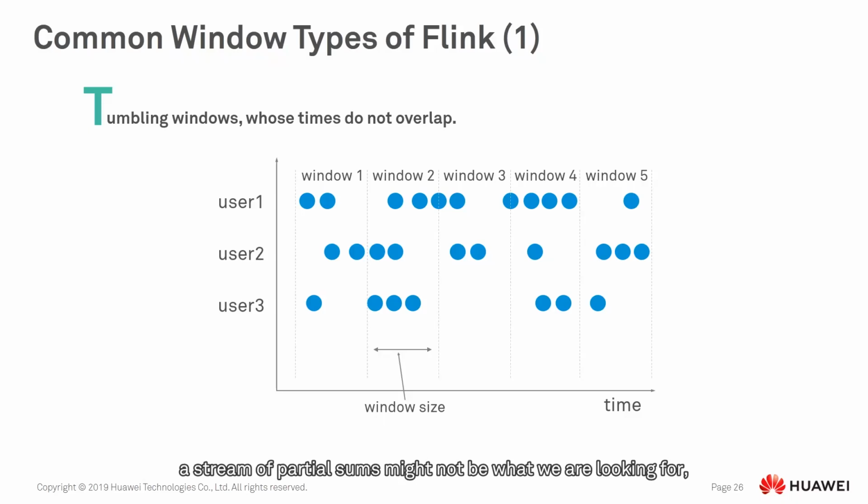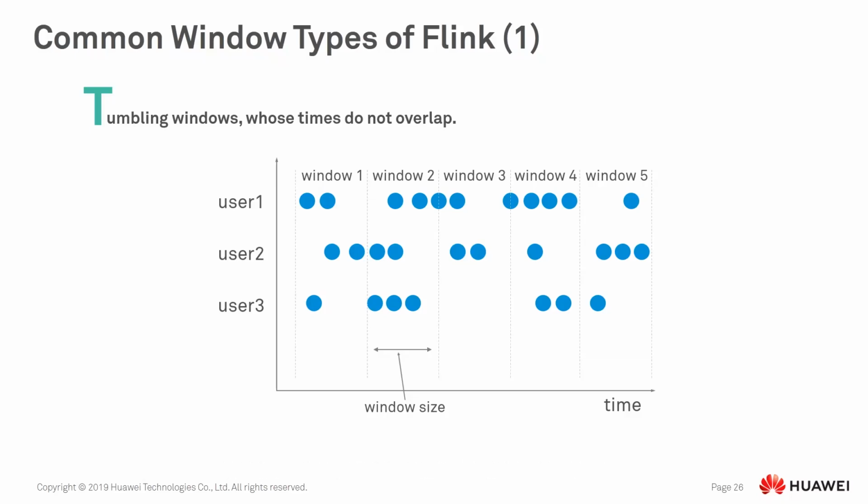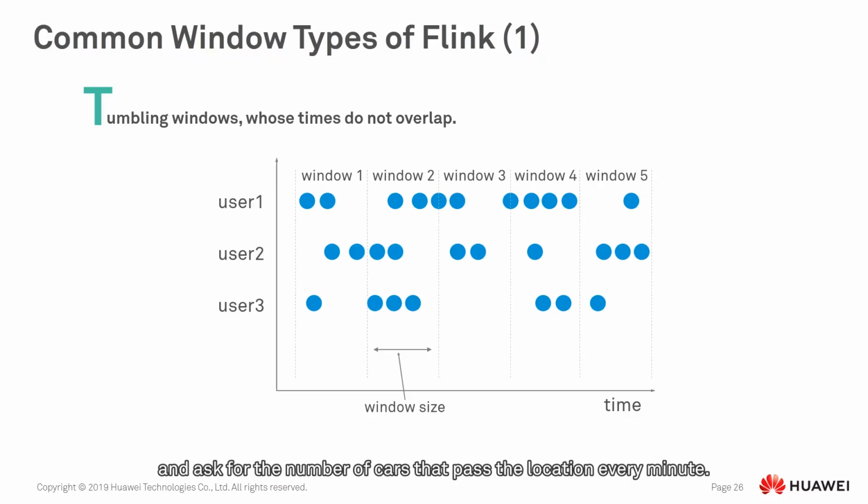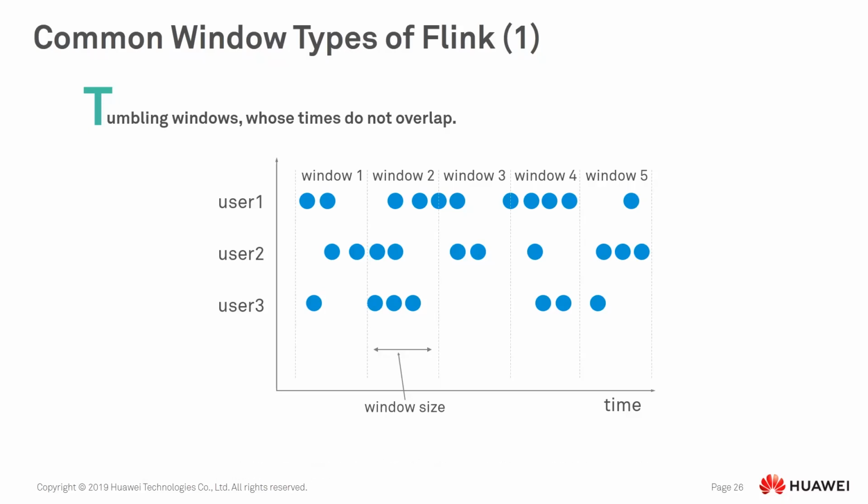However, a stream of partial sums might not be what we are looking for, because it constantly updates the count, and even more important, some information such as variation over time is lost. Hence, we might want to rephrase our question and ask for the number of cars that pass the location every minute. This requires us to group the elements of the stream into finite sets, each set corresponding to 60 seconds. This operation is called a tumbling window operation.